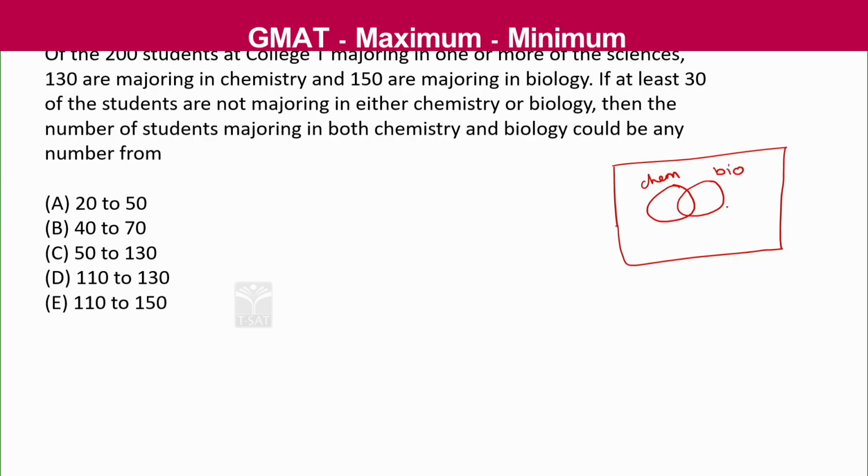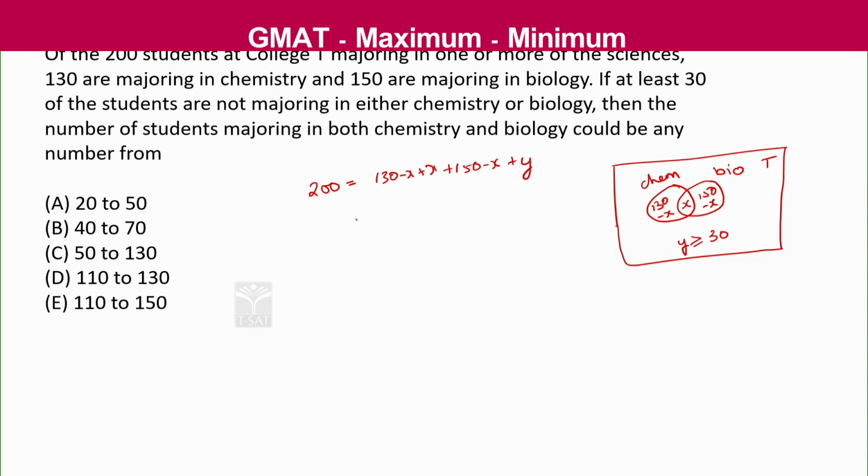And then there are at least 30 students that are not majoring in either chemistry or biology. Let's say that is Y. It is greater than or equal to 30. Let's say that there are X students majoring in both chemistry and biology. So this area will be 130 minus X, because the total chemistry is 130, and this area will be 150 minus X, because the total biology is 150. And the total number of students is 200. So 200 equals 130 minus X plus 150 minus X plus Y.